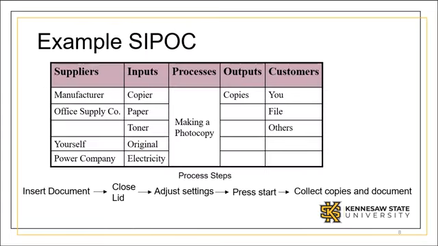Here is an example of a simple CYPOK for using a copier. The process steps are outlined at the bottom. Recognize that the same entity can serve as both a supplier and a customer. Often, it can make sense to start by identifying the process and then building inputs and outputs to the left and right of the process respectively. Align each input and output with their respective supplier and customer.